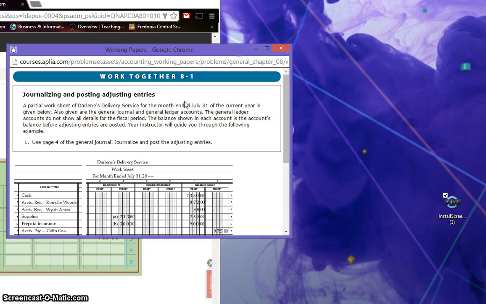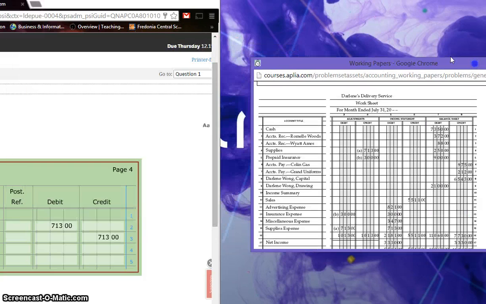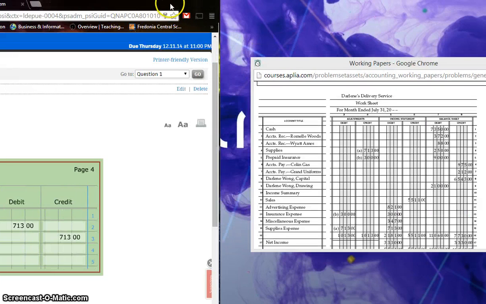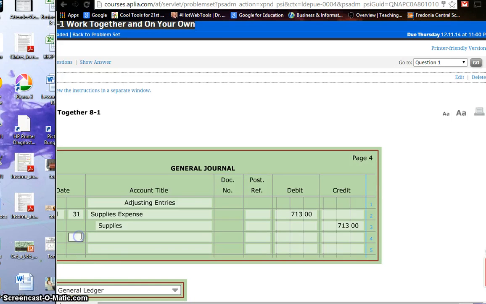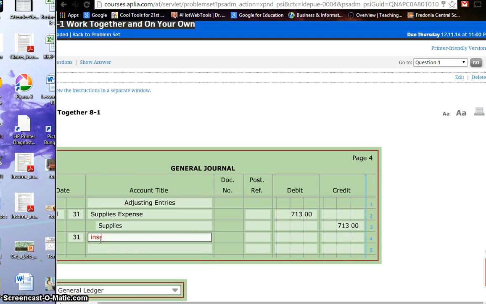Okay, sorry. Again, the amounts and so forth we're getting right here. So now the second entry is for the prepaid insurance. The amount was $300. Same date. Sorry. Can't get this, my computer is not cooperating.